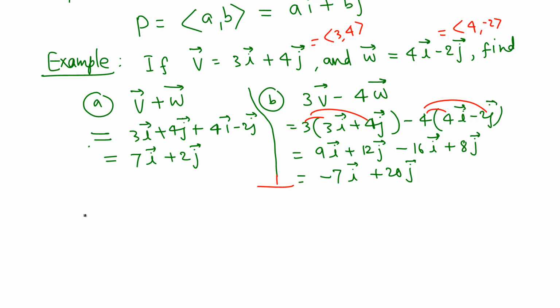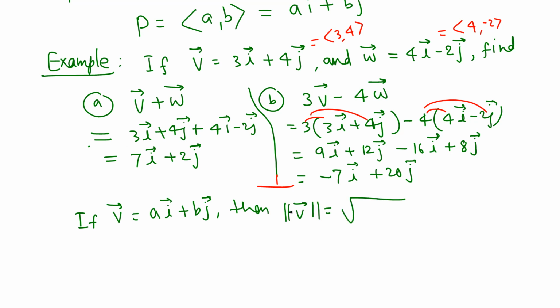Next, magnitude of this type of vector. If vector v is given, let's say ai plus bj, then its magnitude, the magnitude of v, is given by the square root of a squared plus b squared. That's the definition.